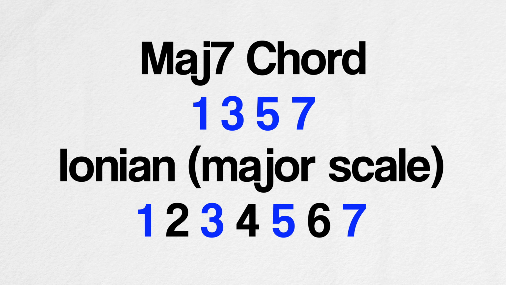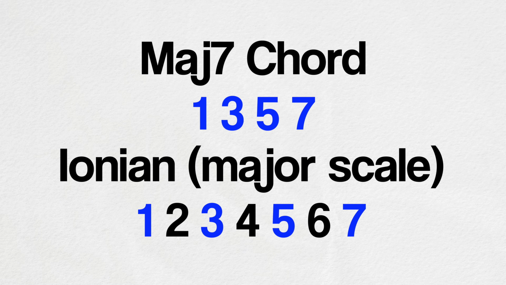One scale that contains all of those notes is C Ionian, in other words, the major scale. So in this case, the chord is C major 7 and the chord scale is C Ionian. You can also grab any other scale that contains the notes of the C major 7 chord. Now the reason this works is because of the construction in both the chord and the scale.